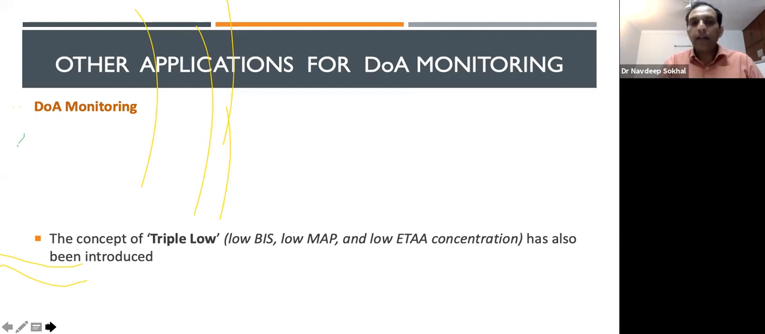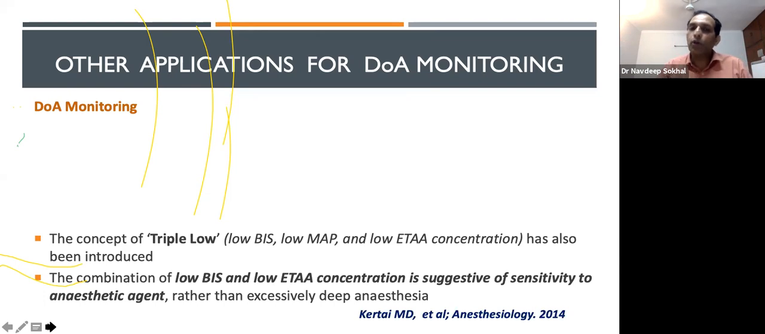And what does it signify? It signifies that low BIS with low end-tidal anesthetic agent concentration is suggestive of sensitivity to the anesthetic agent. Means the patient, in spite of having low tidal concentration of anesthetic agent, the BIS value is low. That means the patient is more sensitive to anesthetic agent, thus leading to low mean arterial pressure and a poor outcome. So low BIS, low mean arterial pressure because of deeper concentration of anesthesia can lead to poor outcome.